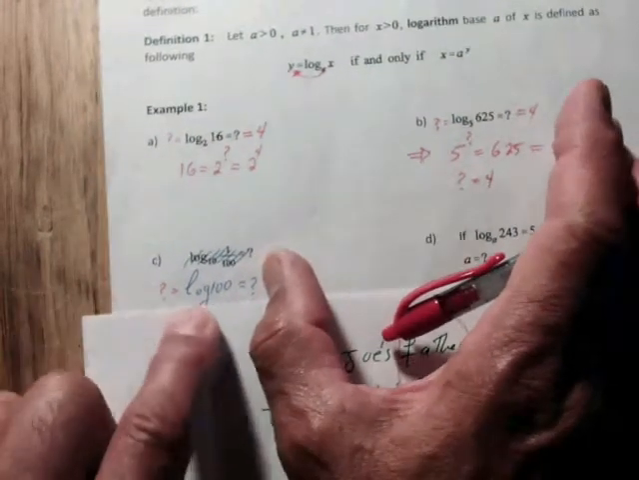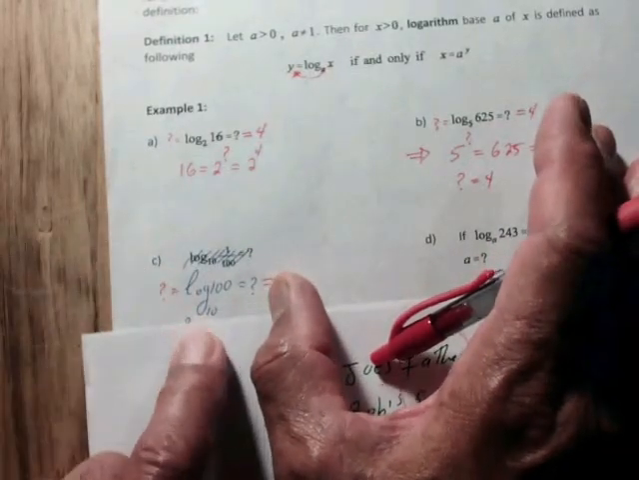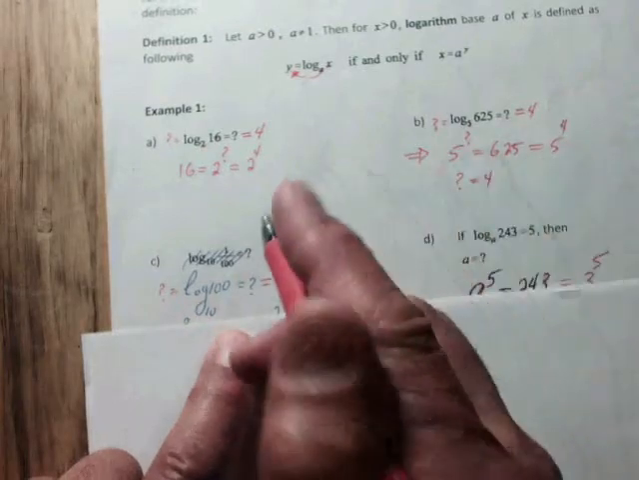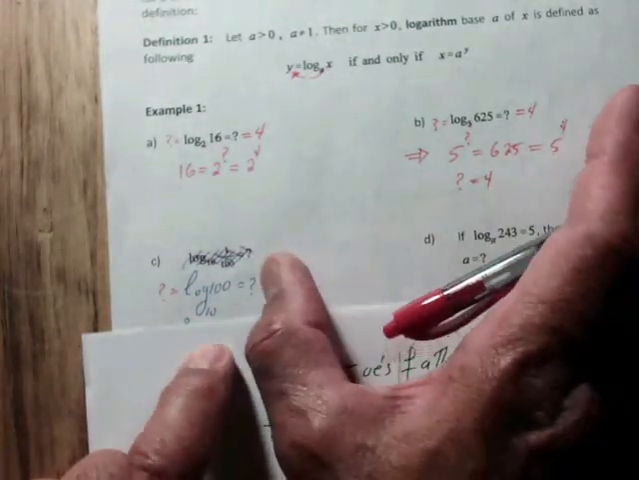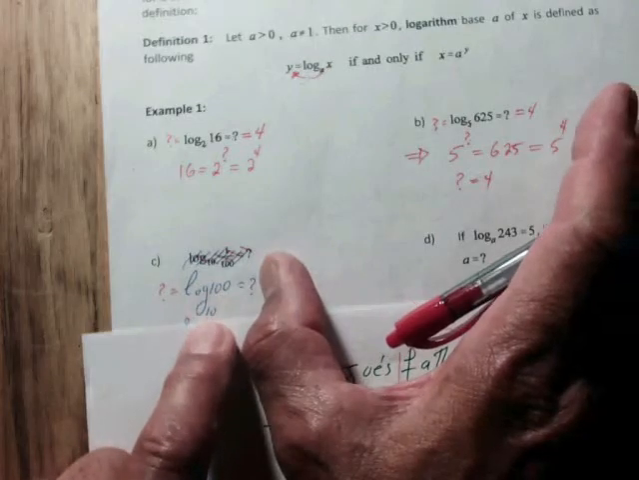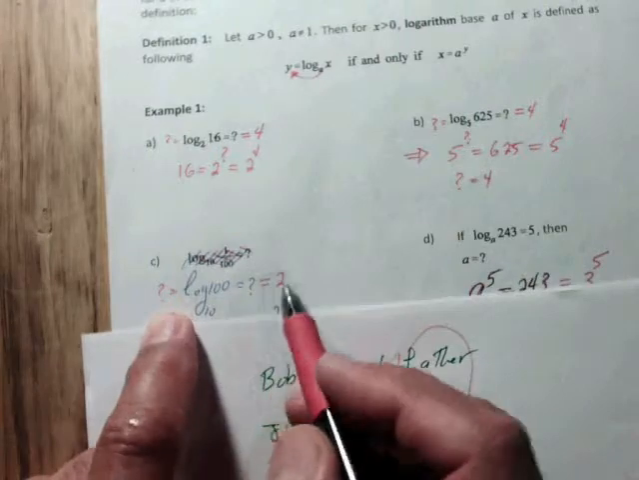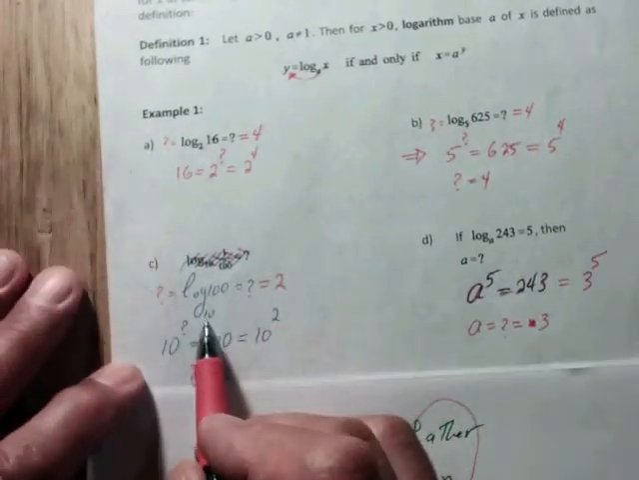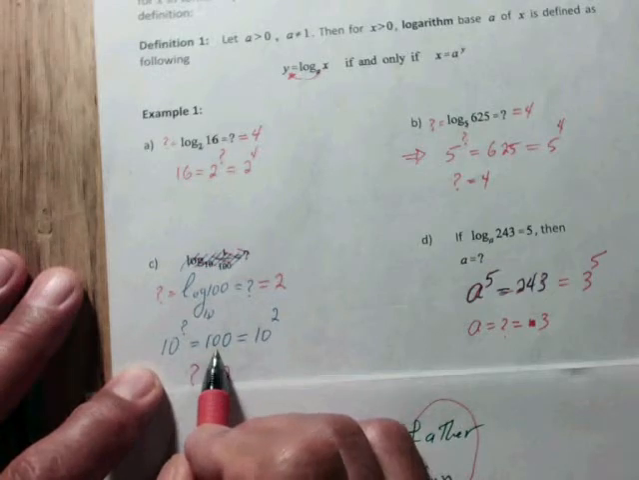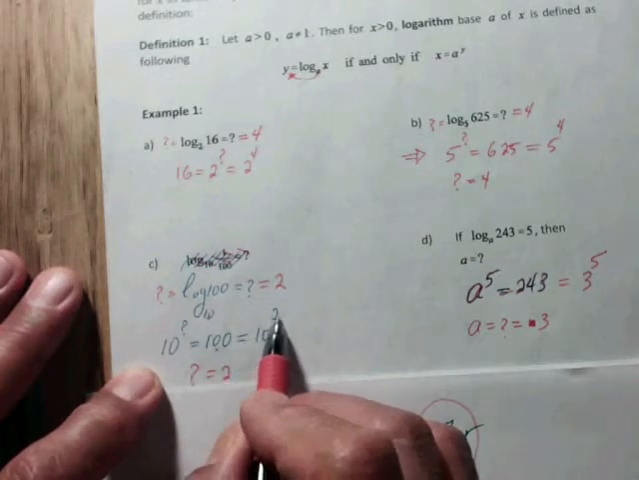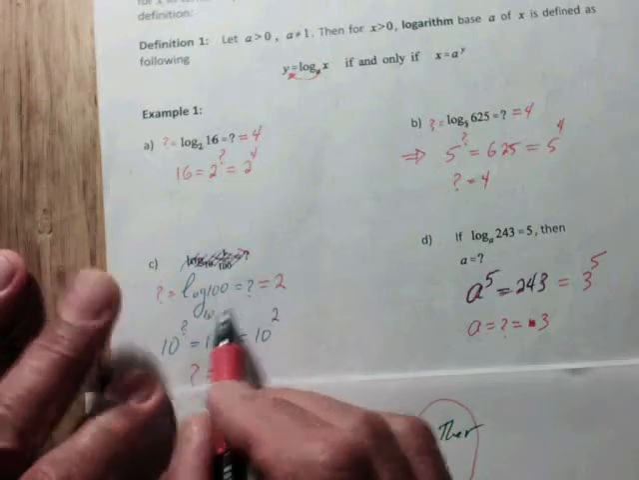I changed this problem a little bit. What is log of 100 to base 10? I didn't want to write 1 over 100. That's the particular case. Log of 100 to base 10. If you use this definition again, this means that 10 to the power of question mark must be 100. And we all know that 100 is 10 to the power 2. Therefore, question mark is equal to 2. So log of 100 to base 10 is equal to 2.